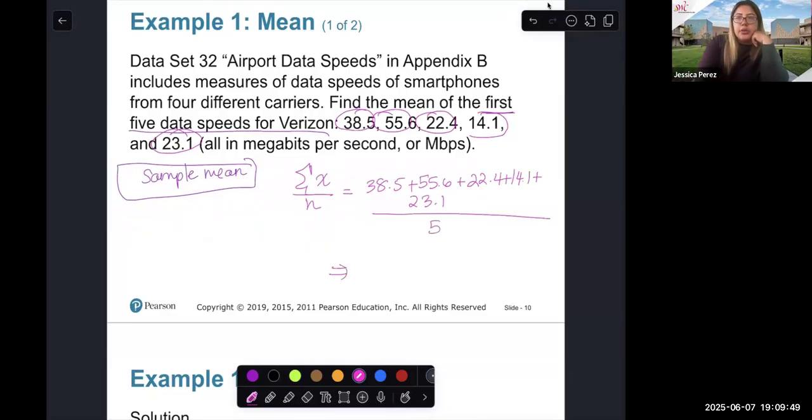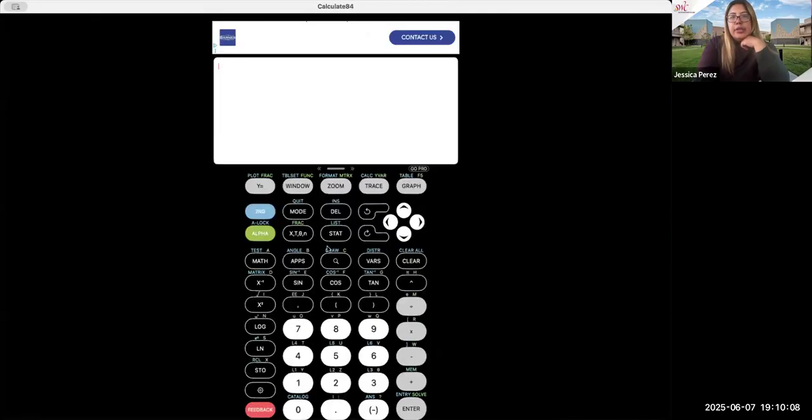Now I'm going to show you that there is a free calculator that you guys can use. It's called Calculate 84. If you have an Apple computer or an iPhone, and if you don't have a graphing calculator with you, I do encourage you to download this Calculate 84. It can help you find mean, median, mode. Very simple, and you can use it as a calculator. So the name is called Calculate 84.